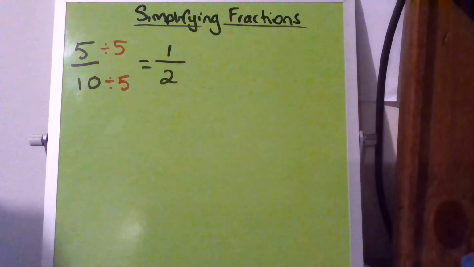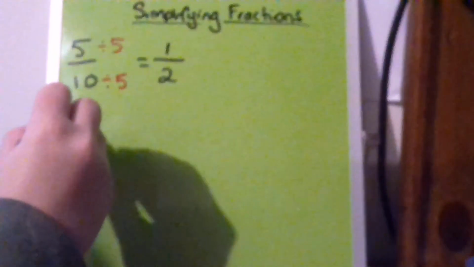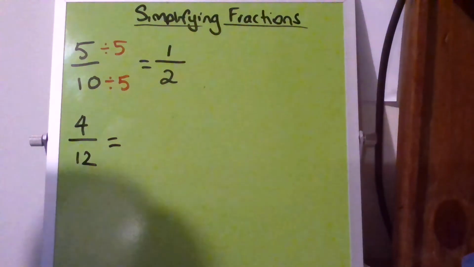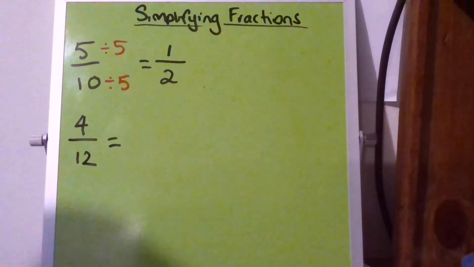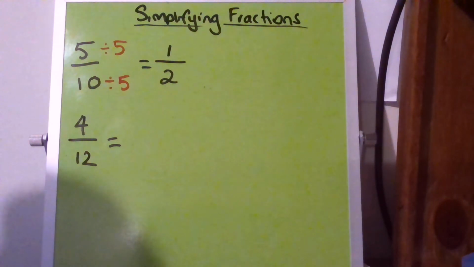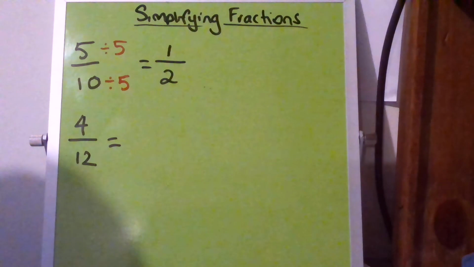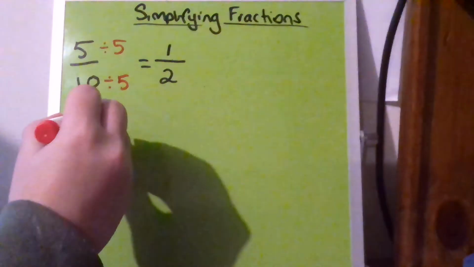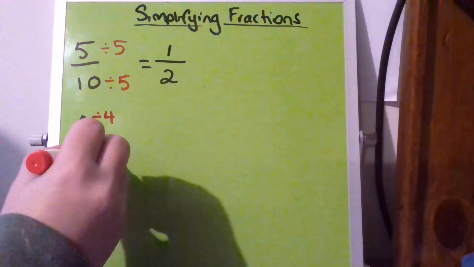Let's try another one. Let's try 4 over 12. A factor of both 4 and 12 could be 2, or it could be 4. 2 goes into both of them, and 4 goes into both of them. Now, the highest of those two numbers is 4. So we're going to use 4.